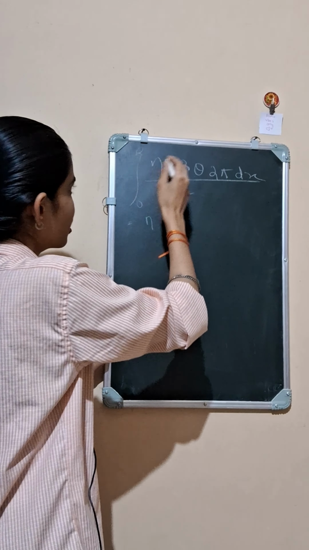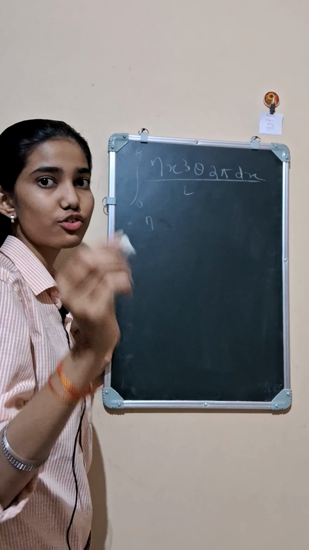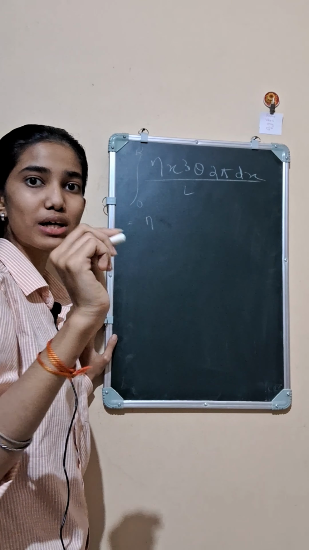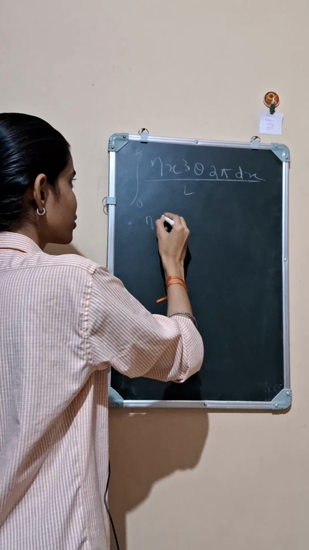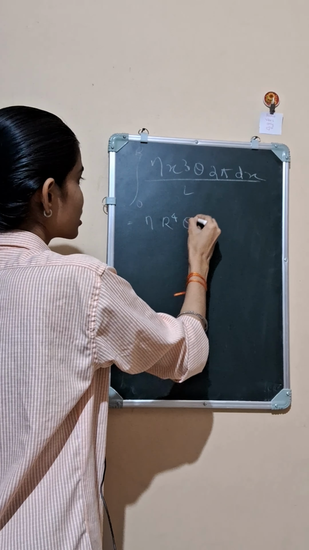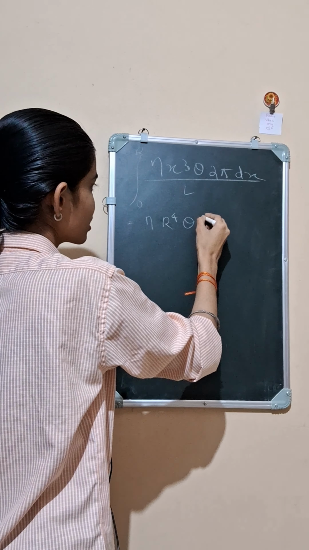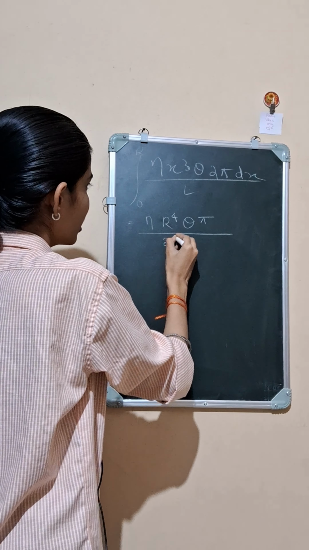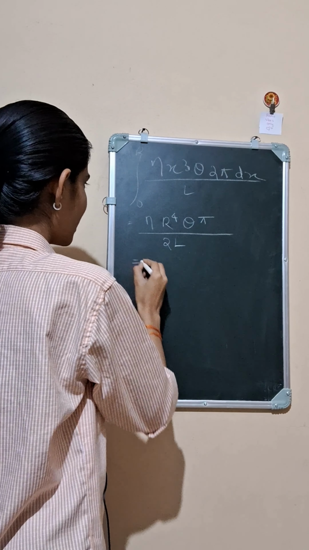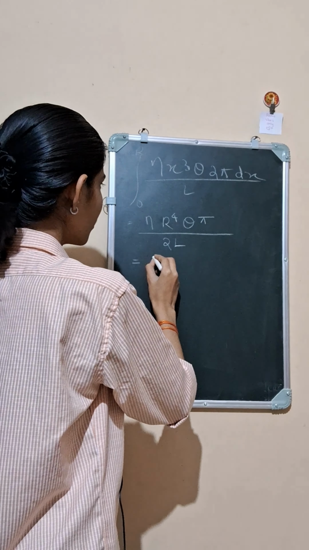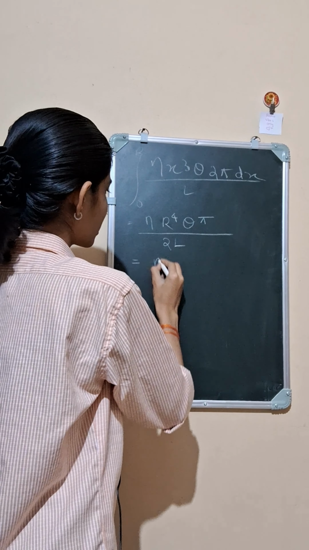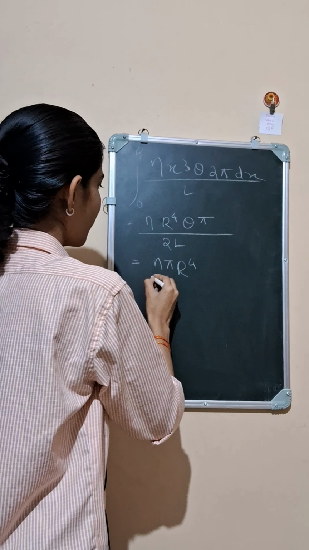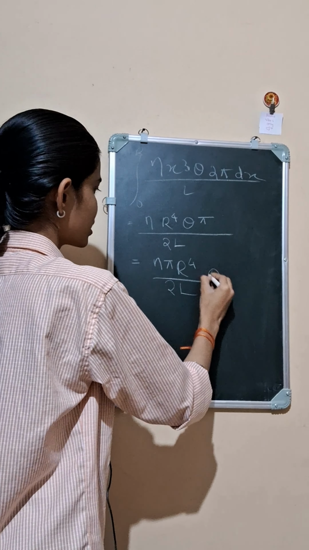I have to put the limit for x to the power 4, from 0 to r, meaning r to the power 4 minus 0 to the power 4, which will be equal to r to the power 4 theta. 2 will cancel with 4 and will remain with 1 by 2l. You can write it more beautifully as eta pi r to the power 4 by 2l multiplied with theta.